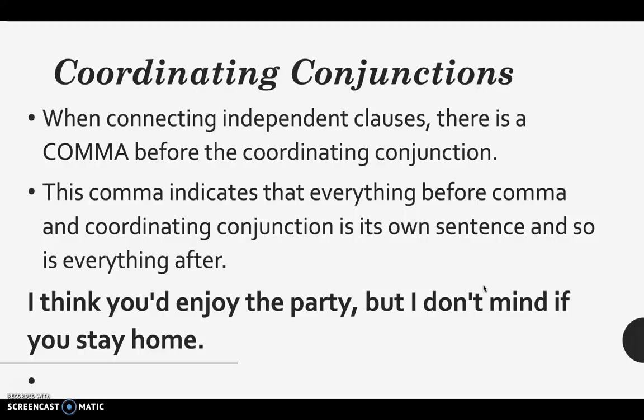So if I have a sentence like, I think you'd enjoy the party, when I put this comma and this but here, because that's a coordinating conjunction, I'm saying this is a sentence. I think you'd enjoy the party. Yes, it is. I could put a period there. And I don't mind if you stay home as a sentence. So this kind of exists. It doesn't really integrate into the other clauses. It's kind of standing apart from them and connecting them, saying sentence, comma, coordinating conjunction, sentence, and I made it into one more sophisticated sentence.